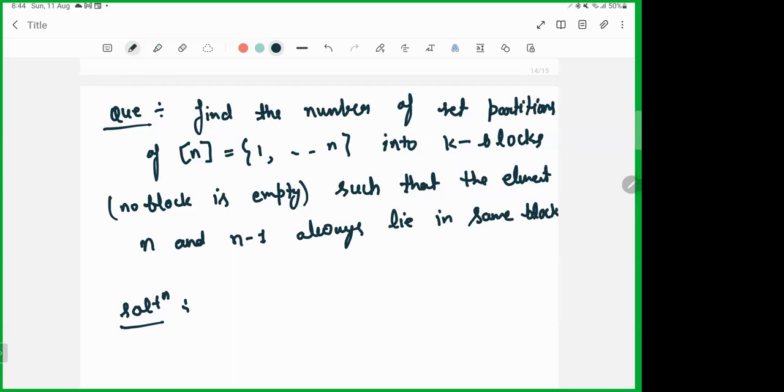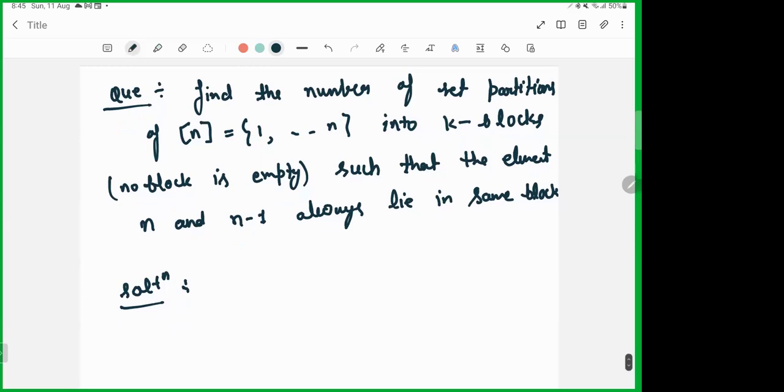So the question is asking: find the number of set partitions of the set 1, 2, up to n into k blocks, no block is empty, such that the elements n and n minus 1 always lie in the same block. So how will you do it? Sir, can we pair them up, n and n minus 1? Can we pair n and n minus 1? Then you can partition into k blocks, so n and n minus 1 are always together.